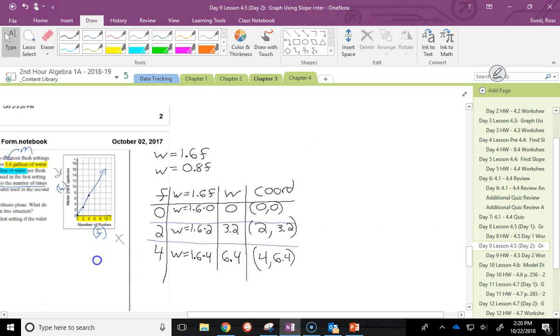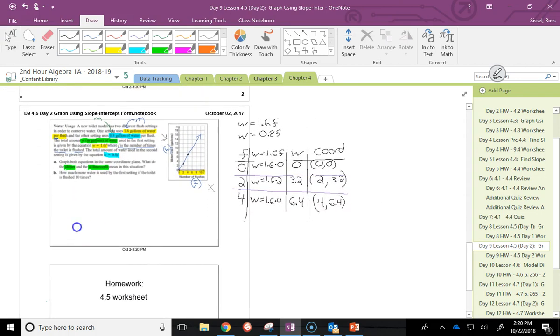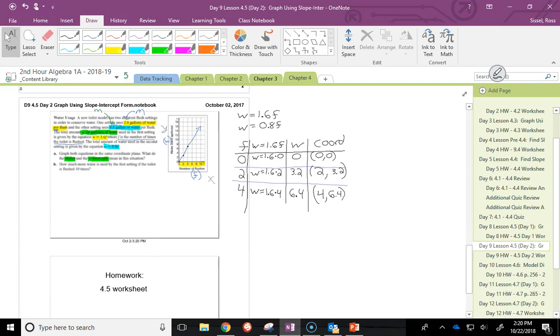Now, I'm not done because this was only for my first toilet flush setting. So I have to redo this whole thing. I'm going to switch colors this time. But this time I'm going to use my second flushing, which was W equals, we have it over here, 0.8 per flush.